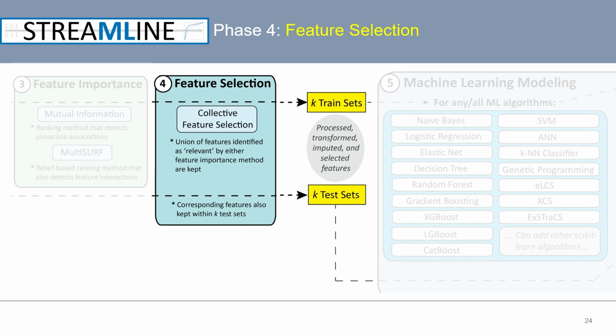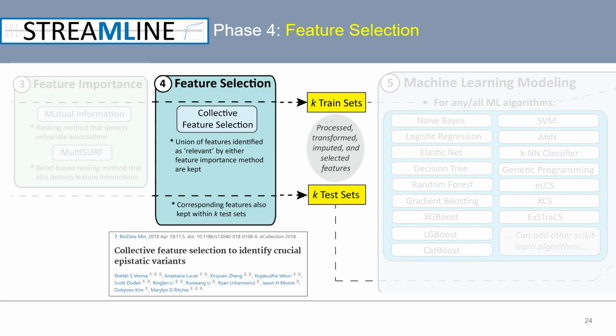Here we can see Phase 4 feature selection within the STREAMLINE schematic. At this point, we have K training and testing datasets that have been processed, scaled, imputed, and have undergone feature selection. Of note, while Phase 1 data processing impacts all K datasets in the same way, scaling, imputation, and feature selection can be accomplished differently within each of the K dataset pairs. If you want to learn more about the collective feature selection approach utilized by STREAMLINE, check out this paper published in 2018.